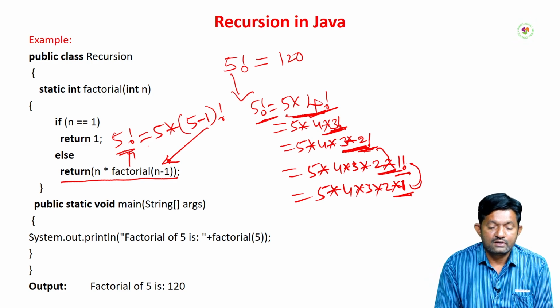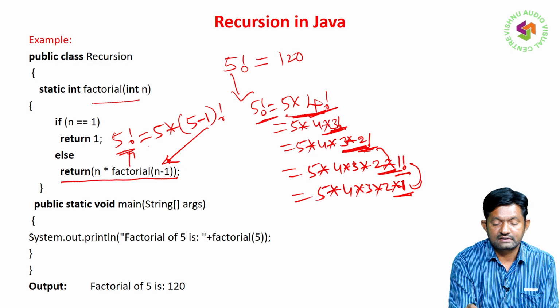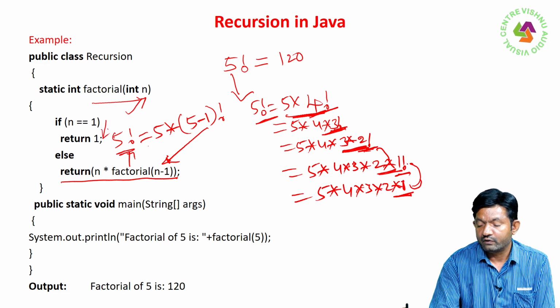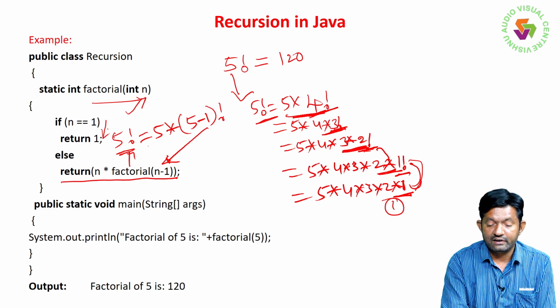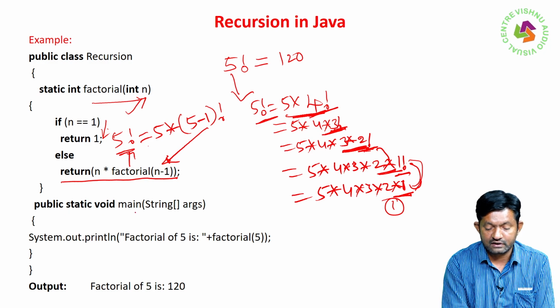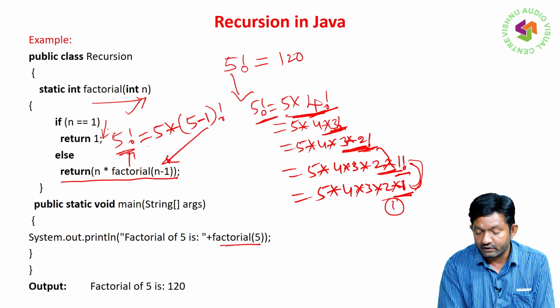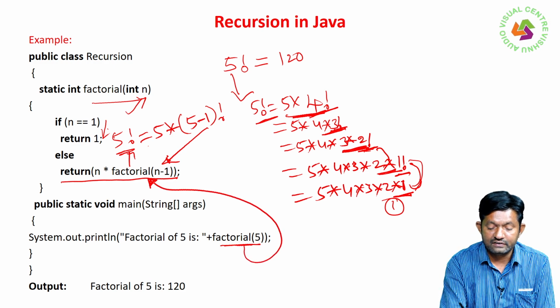So here we are using class Recursion, static int factorial(int n), where the passing parameter is n. If n is equal to 1, return 1. That is, when the n value is 1, factorial of 1 is 1 only. Else, return n * factorial(n - 1). Then public static void main(String[] args), System.out.println of factorial of 5. That is calling the method, and this is the method definition.